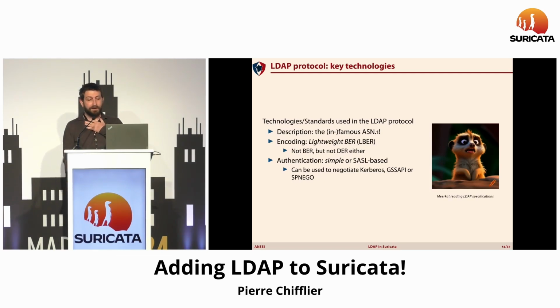ASN.1 is a text description of what you can find in the protocol, and then you have the encoding. The encoding is usually BER, which is the "you do whatever you want", and DER, which is the "you have only one way to do something", okay? And of course, LDAP chose to use neither one nor the other, and chose to define something called lightweight BER. I do not even know why lightweight, because it's not; it's a mix of BER and DER.